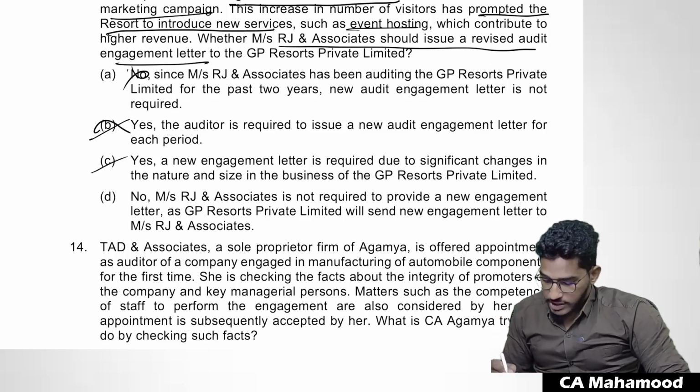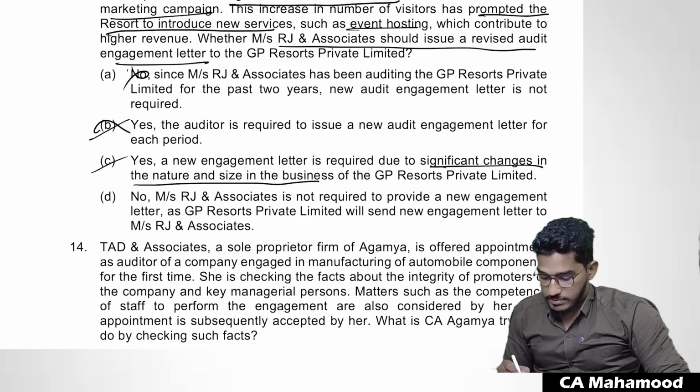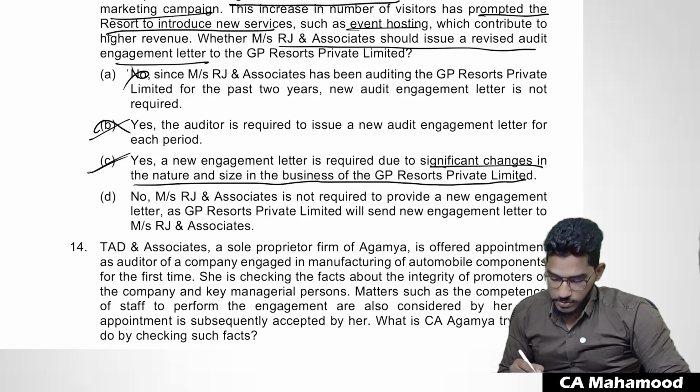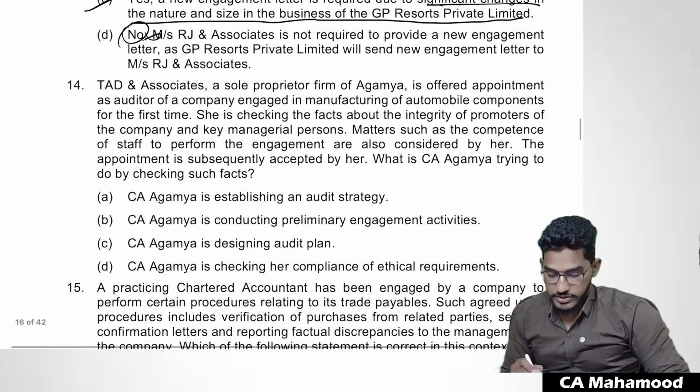Yes, a new engagement letter is required due to significant changes in the nature and size of the business of GP Resorts Private Limited. This is the correct option. Option D, they are saying no, which is not the correct option. Now, coming to the next question.